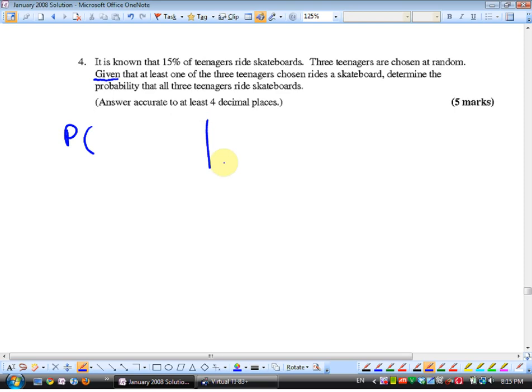Given at least one, find all three. Now, I've told you, by the way, three teenagers, you could do this with a tree. It'd be a pretty big tree, but you could do this with a tree. I'm looking at the answer key for the provincial, and it does say you get one mark for a tree diagram, and it does use a tree. I'm going to try this using a binomial probability distribution function as well.